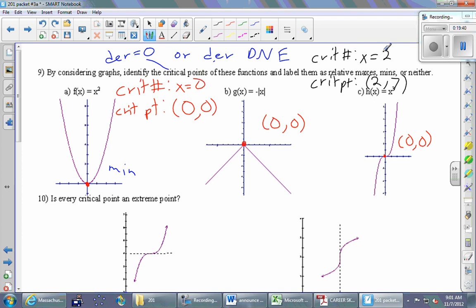We could have a bunch of points that are all mins locally. How about for the next one? What is that point? That's a max, both local and global. And how about in part C? It's neither.